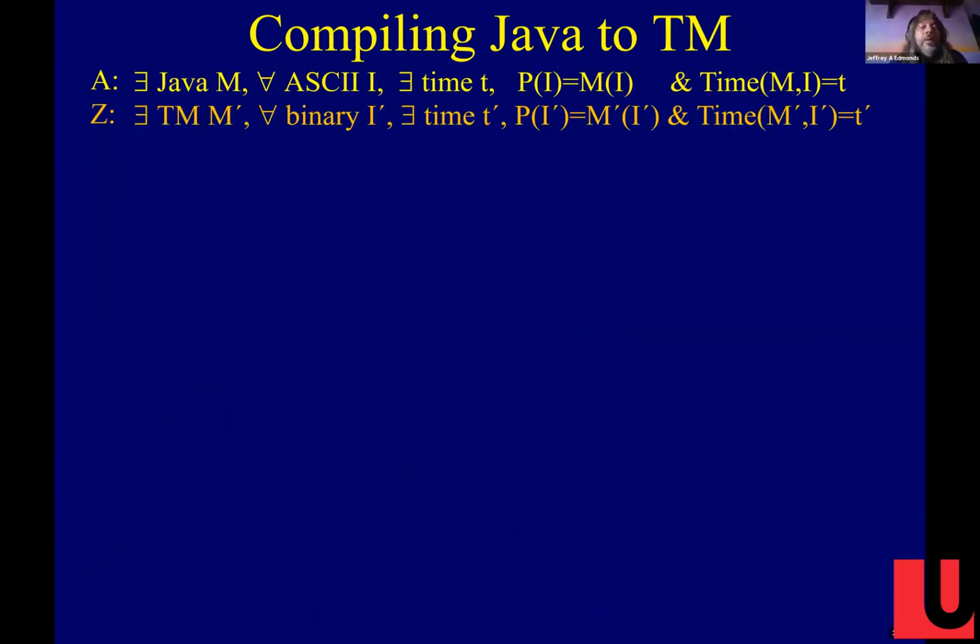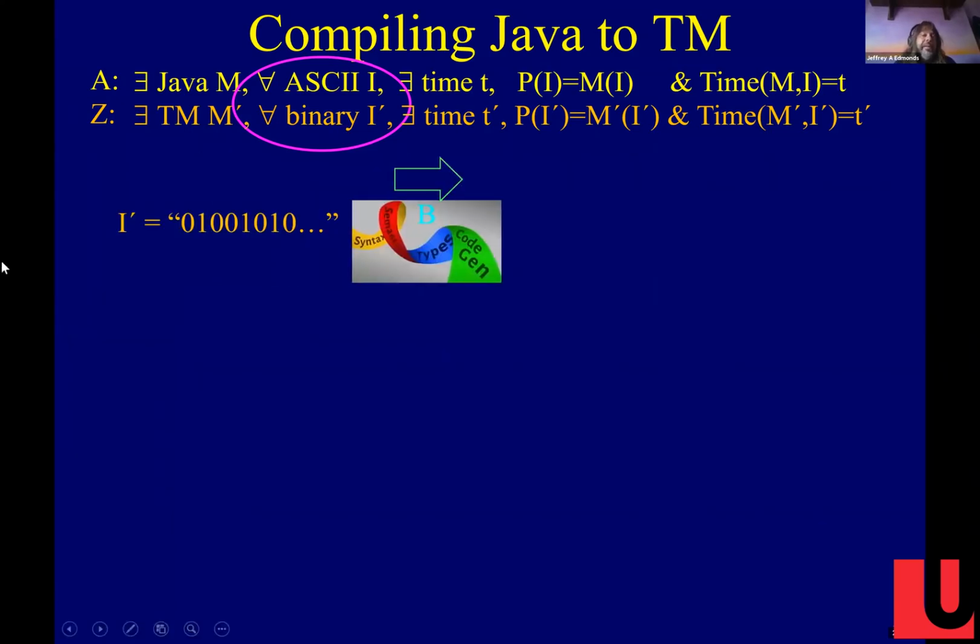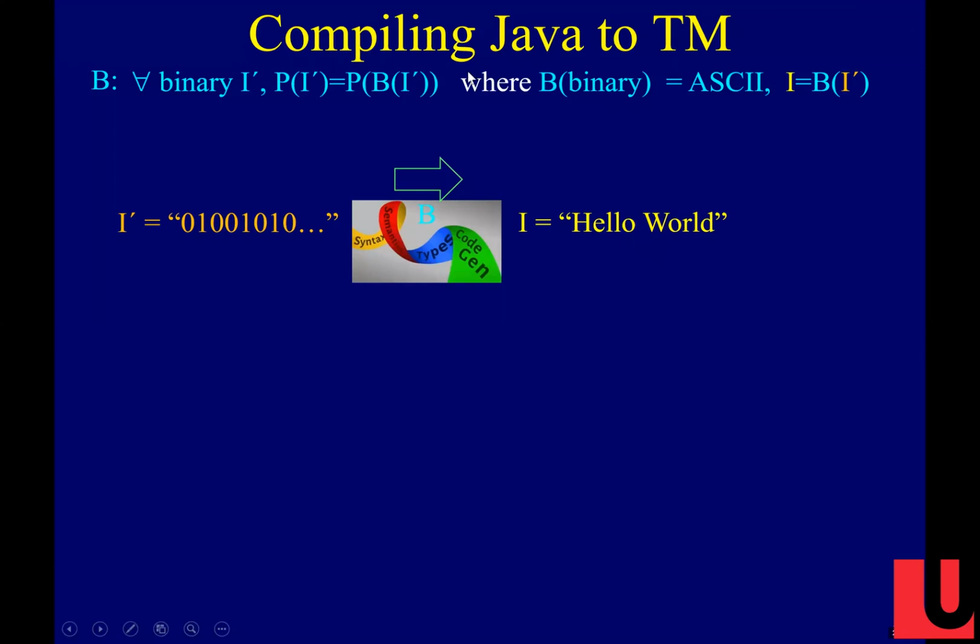All right, so now we have to think about the one set of inputs in ASCII and the other in binary, right? Remember, the program in B is given in binary and it outputs in ASCII. So here's what B says. We're going to assume that B is true.